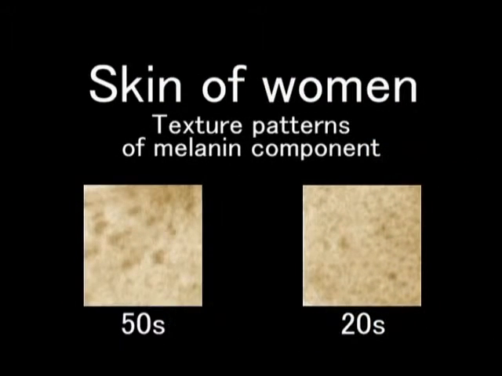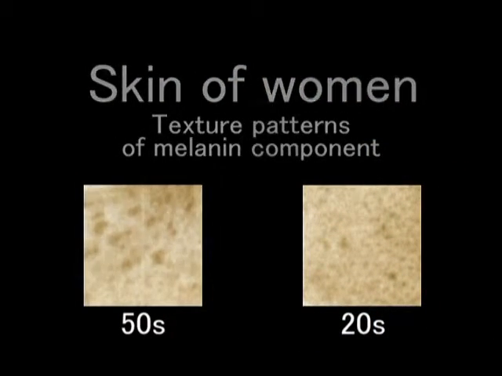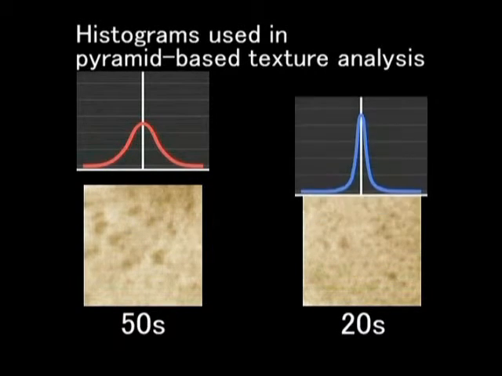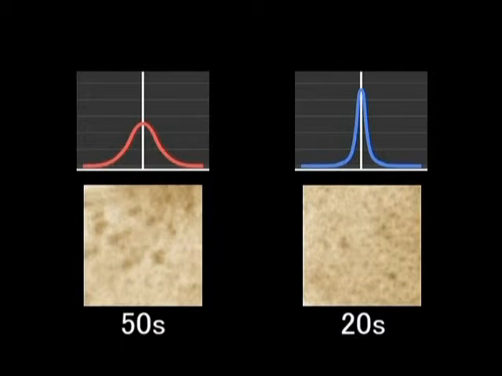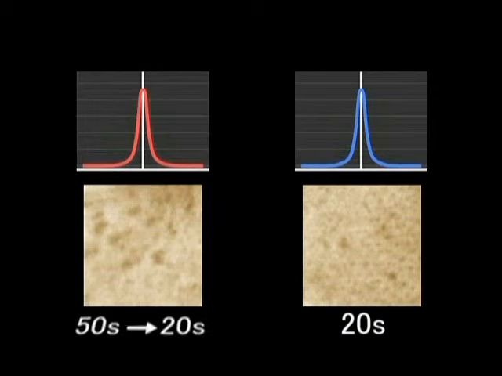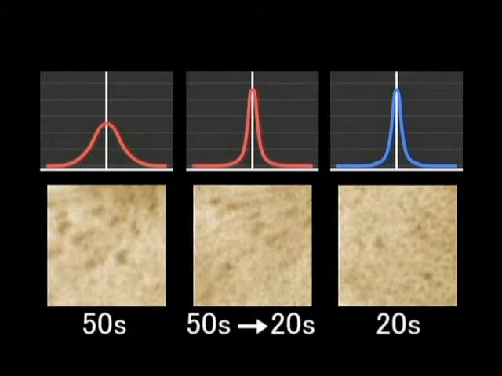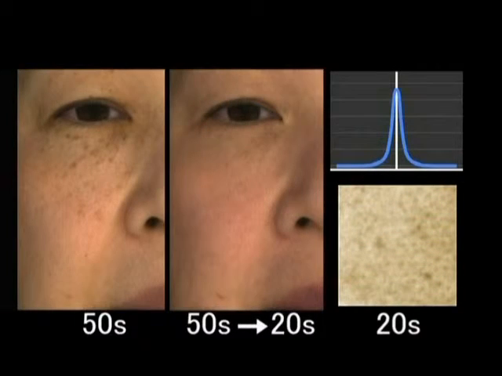As people age, the texture of melanin pigment components changes. To demonstrate this change, we analyze the melanin pigment component image of a woman in her 50s and synthesize this image by gradually converting her melanin texture pattern to that of a woman in her 20s, using a pyramid-based texture analysis synthesis technique. We also applied this technique to the entire face.